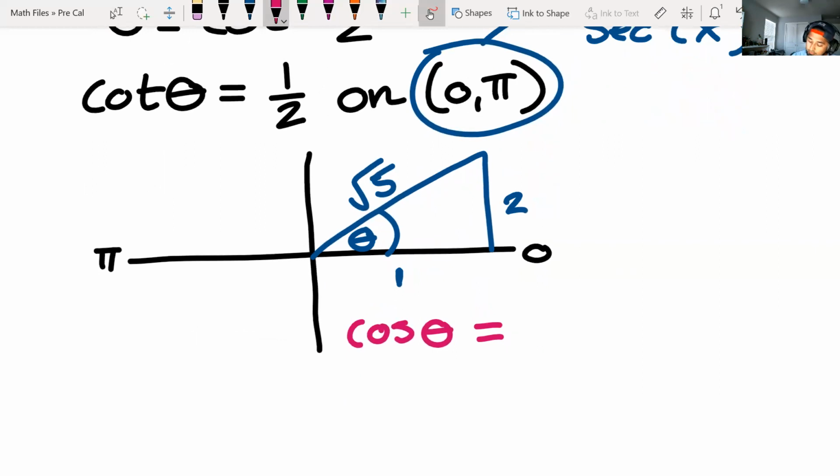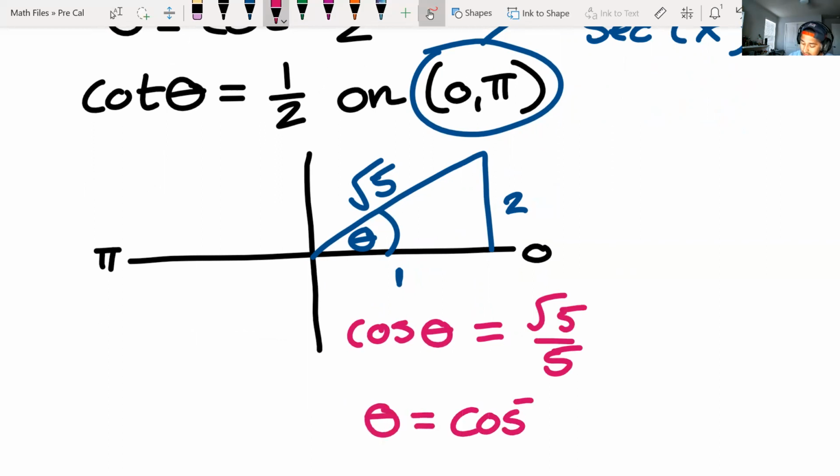Square root of 5 over 5. And then we're going to apply the inverse. You get the inverse of cosine of square root 5 over 5. Now type that in your calculator.